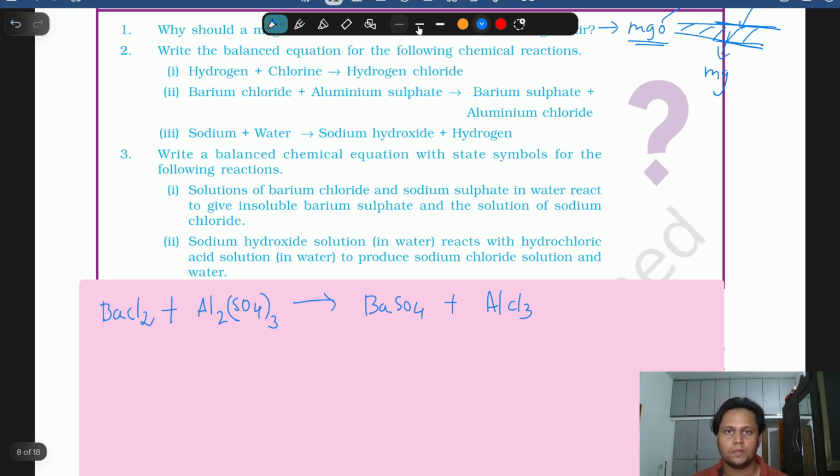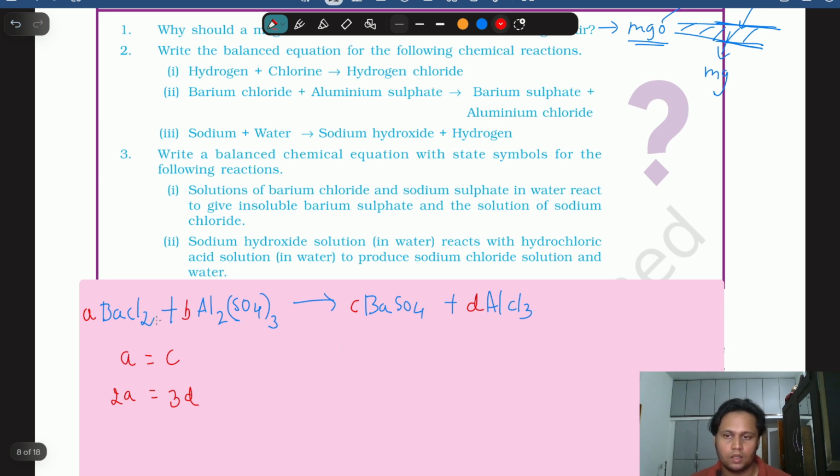So the first step is to write the coefficients, right? So what is the coefficient here? A. Here the coefficient is B. What is the coefficient over here? C. What is the coefficient over here? D. So how many Ba are here? A, that is 1, right? A is equal to how many Ba here? C. A is equal to C. Now how many Cl are here? 2. 2A is equal to how many Cl here? That is 3, right? So 3D.